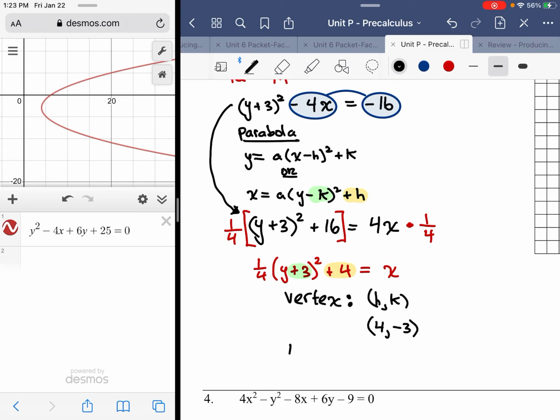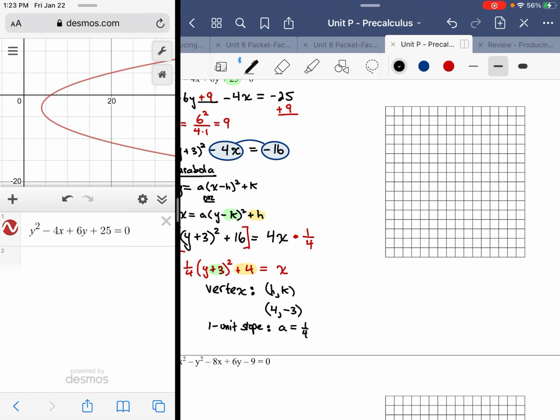All right, our 1 unit slope, I'll talk about that in a minute, is the a value, which in this case is 1/4, a quarter. All right, so I'm going to draw my axes.